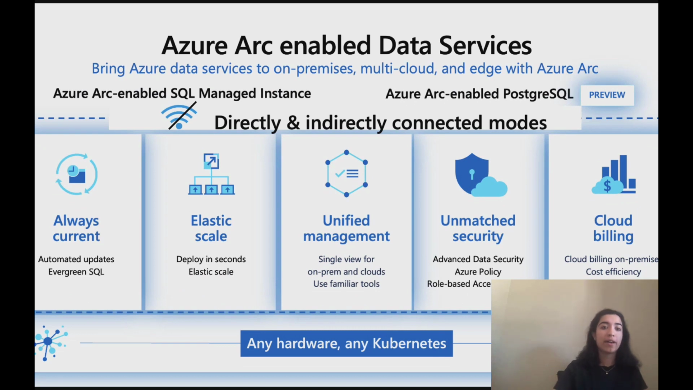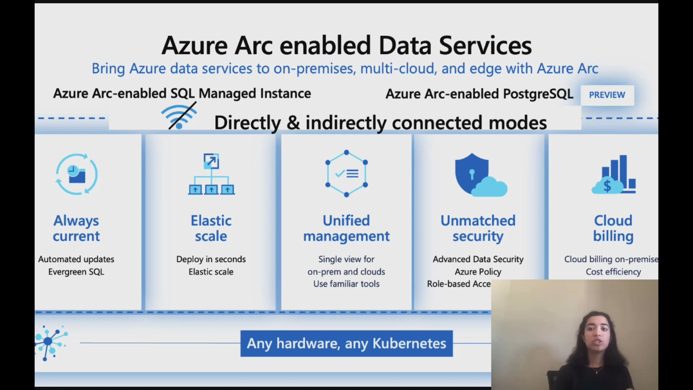Now let's talk about the benefits that you're getting with Azure Arc-enabled data services. What is the value that we're bringing here to the customer? So first, with Azure Arc, you can now bring Azure Data Services to any infrastructure across on-premises data centers, edge, and even third-party clouds. All of this is again done using Kubernetes. And this is again on any hardware of your choice.